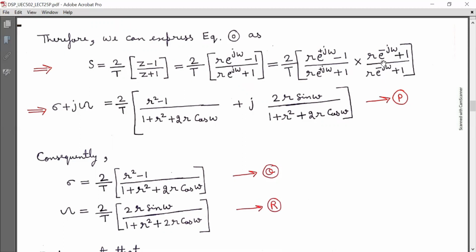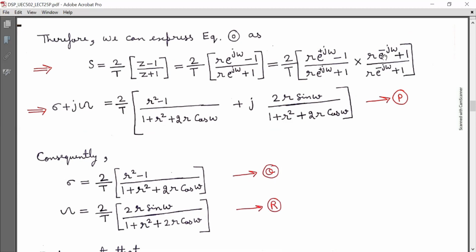And that will help me in expressing S as sigma plus j capital omega is equal to 2 by T bracket (R square minus 1) divided by (1 plus R square plus 2R cos small omega), plus j (2R sin omega) divided by (1 plus R square plus 2R cos omega). Mark it as equation P. So this is just simplification of this.